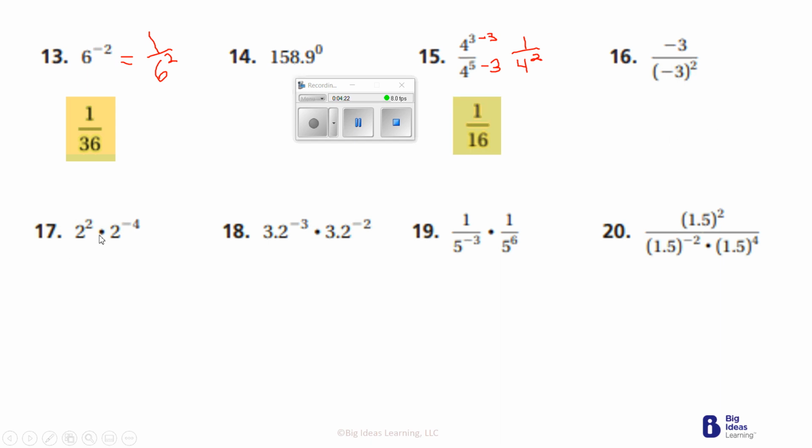Number 17, I see that this is going to be 2 minus 4. So I'm going to have 1 over 2 to the 2nd power. 2 to the 2nd power is 4. So this is going to give us 1 over 4. Now I got number 19. Well, we've got 6 minus 3. That's going to give us 5 to the 3rd power. 1 times 1 is 1. 5 to the 3rd power is 125. So I should have 1 over 125.